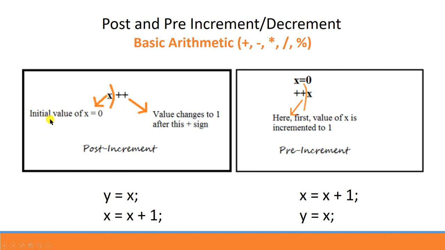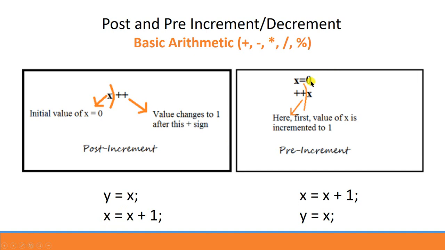So if the initial value of x is 0, the value changes to 1 after this increment operator. The equivalent operation would be x being read out and assigned to a certain value y if there is a y over here, but right here there's none. And then you increase x by 1 and assign this new x plus 1 value to the variable x. So x is effectively increased by 1.